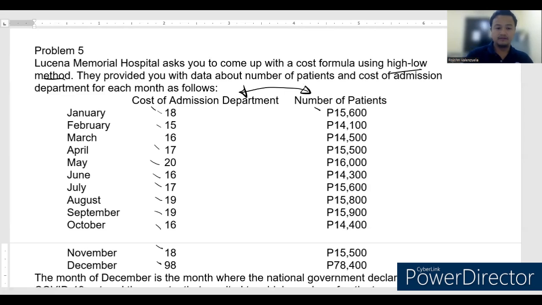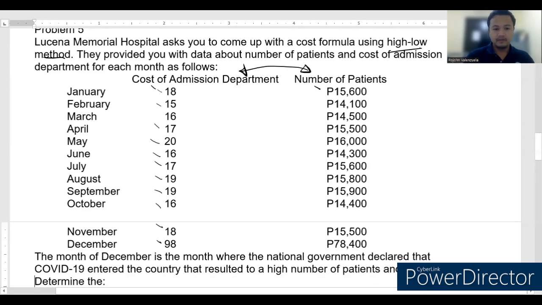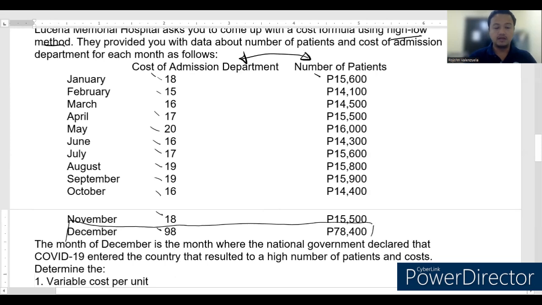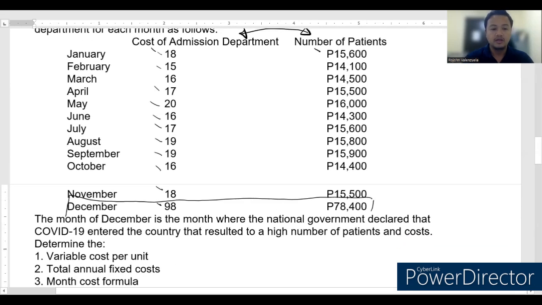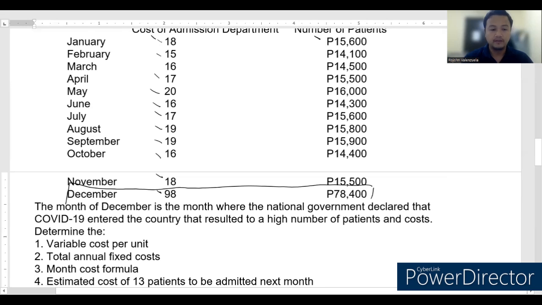What else? Given information. The month of December is the month where the national government declared that COVID-19 entered the country that resulted to high number of patients and costs. So itong December daw, ito yung nagkaroon ng COVID. Ayan. Determine number 1, variable cost per unit, total annual fixed costs, and month cost formula, then estimated cost of 13 patients to be admitted next month.